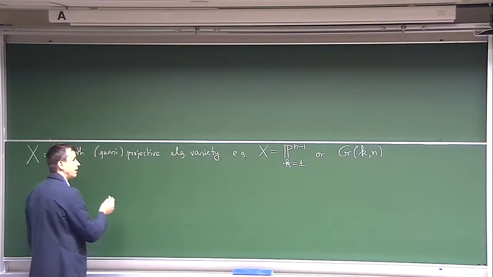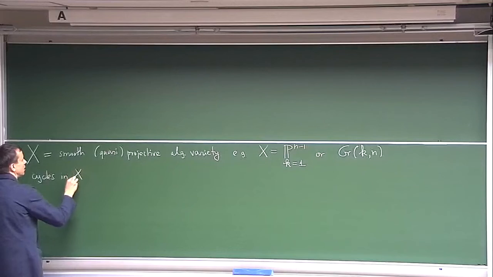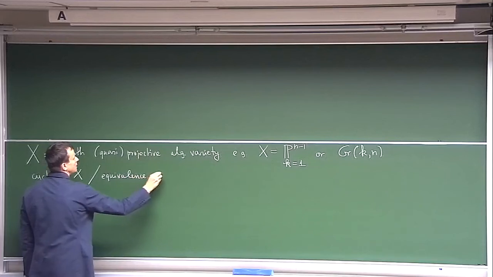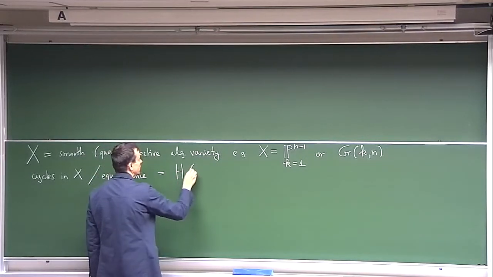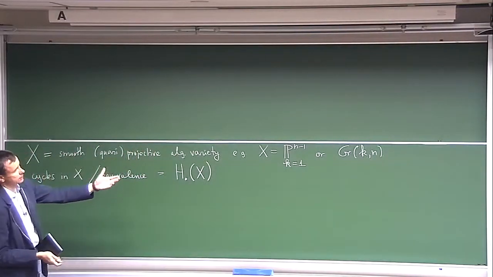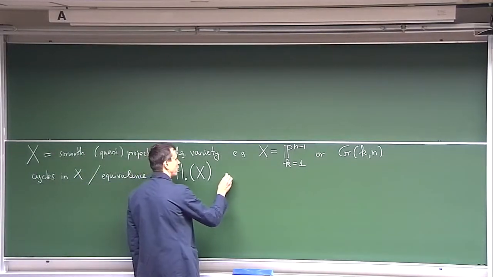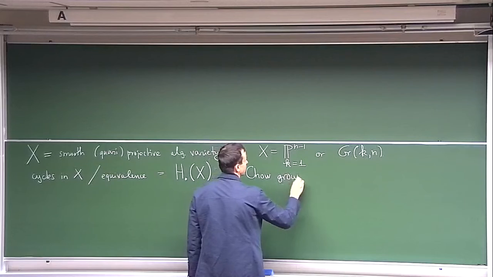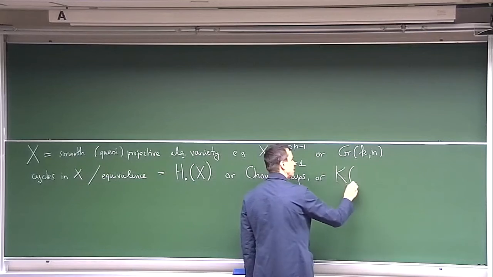And then we look at cycles in X modulo some equivalence. And so this could be the homology of X. Since we assumed it's smooth, there's not so much difference between homology and cohomology. Or you can look at Chow groups. Or the setting I like the best is really the K-theory group.